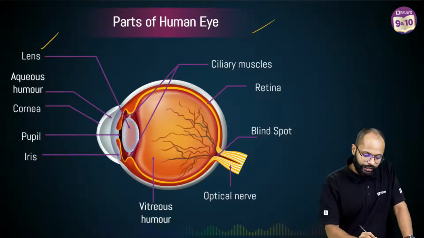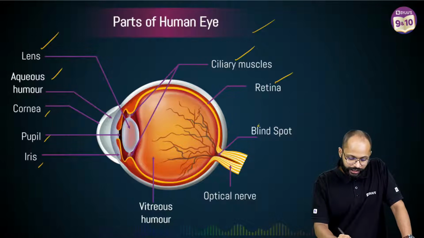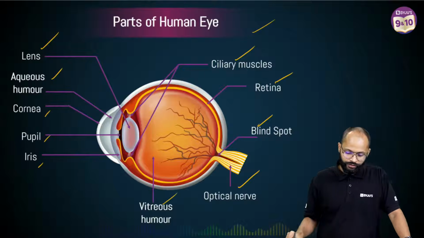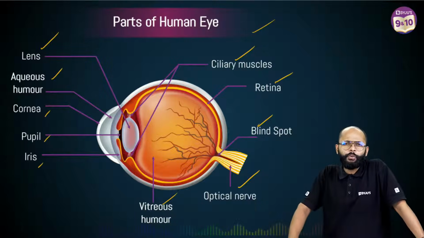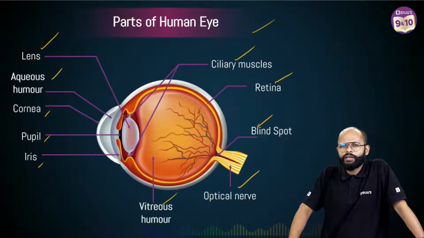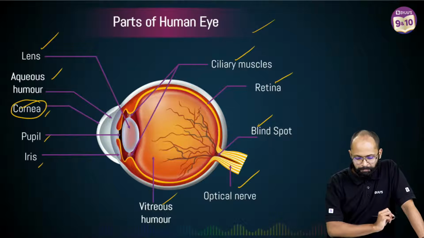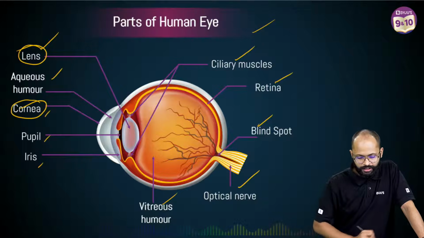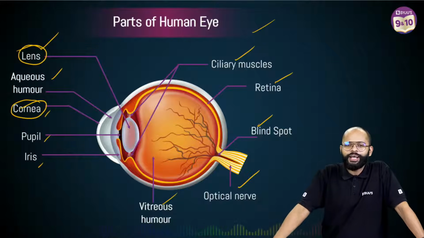Till here, we have actually discussed all the parts of the human eye. We have discussed lens, aqueous humor, cornea, pupil, iris, ciliary muscles, retina, blind spot, optic nerve, and vitreous humor. Now, I'll ask you one question. Where does the maximum bending of light occur? Is it cornea? Is it lens? चलो दो में से बता दो, कॉर्निया और लेंस.